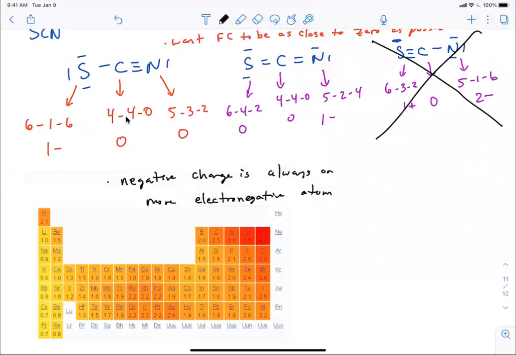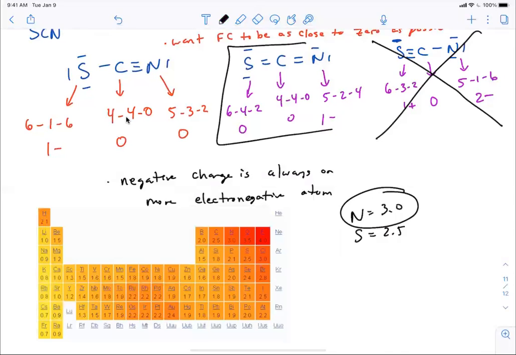Nitrogen is 3.0 and sulfur is 2.5. So nitrogen gets the formal charge of -1, or 1 negative, in this. So this is the preferred structure of SCN -1.